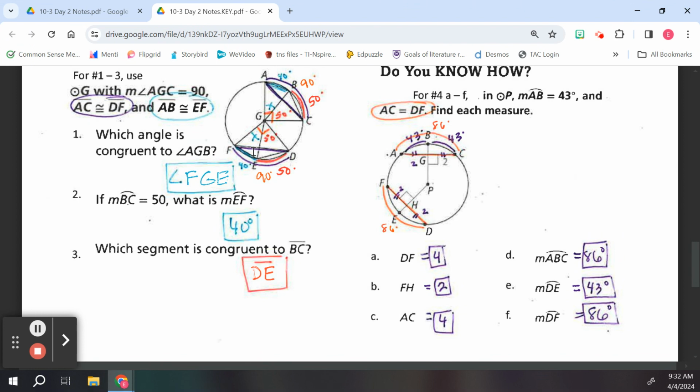So since you know those two chords are congruent, that means those two arcs would be congruent. So arc AB is going to be congruent to arc BC, which is going to be 43 for that one. You know that FD is also going to be 86 degrees because you're adding those up. And then they're talking about arc ABC, so the whole thing again is also 86. And then you have DF is 4, FH is 2, and AC is 4, since you know that those were congruent. Questions on these that I can address?